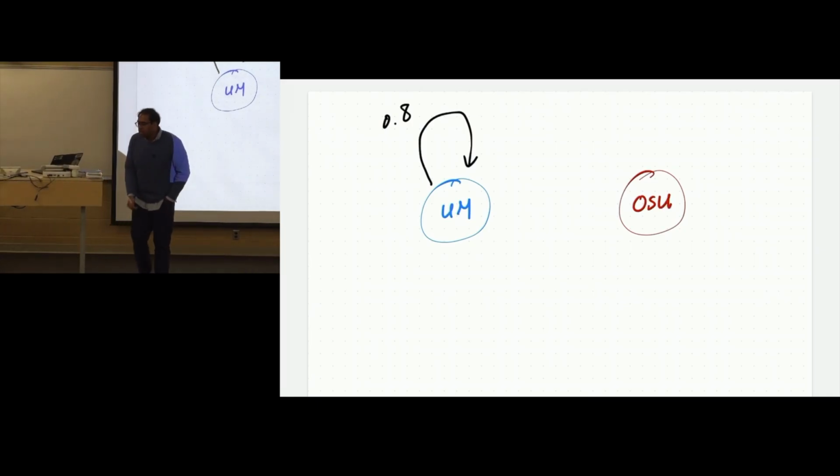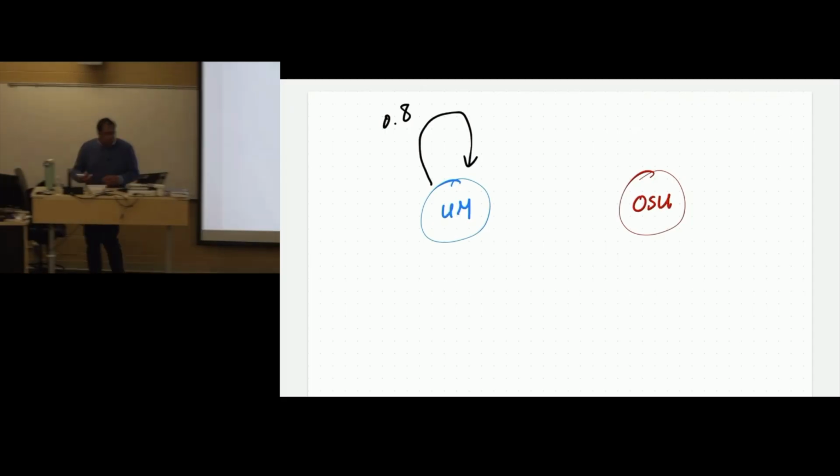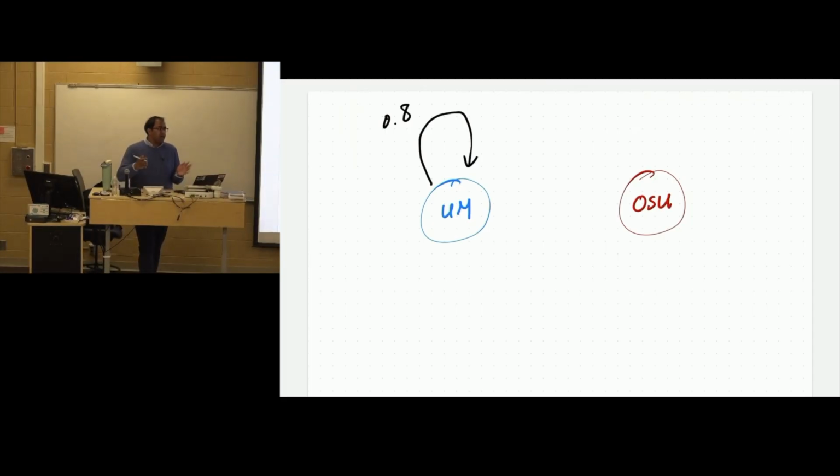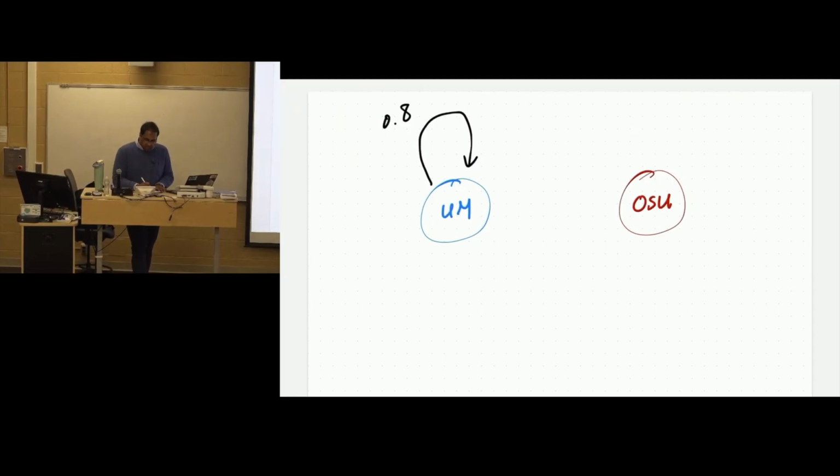Yeah. Michigan to Ohio State. Yeah, what this is saying is, well, if Michigan wins 80% of the time in back-to-back years, well, then 20% of the time, if they've won, Ohio State's going to win the next year.